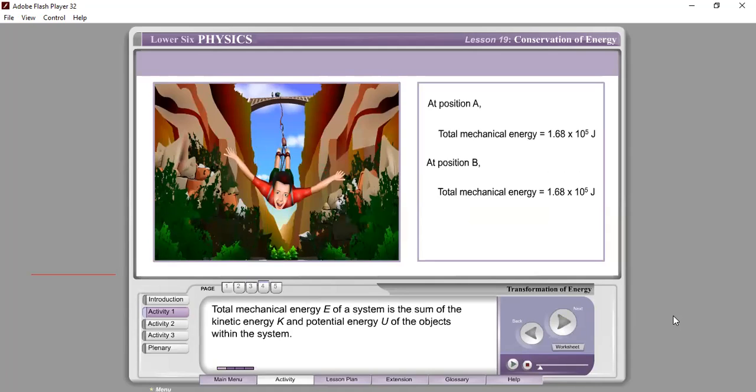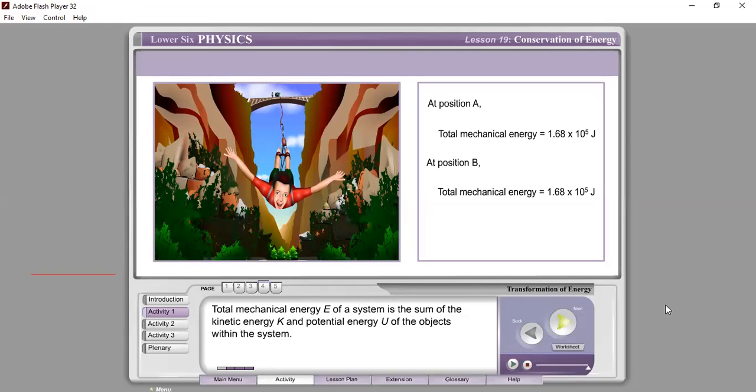Total mechanical energy, E, of a system is the sum of the kinetic energy, K, and potential energy, U, of the objects within the system. At position A, total mechanical energy equals 1.68 times 10 to the power 5 joules. At position B, total mechanical energy equals 1.68 times 10 to the power 5 joules. During the conservation of energy, the total mechanical energy at any point, any height, any position will always be constant.